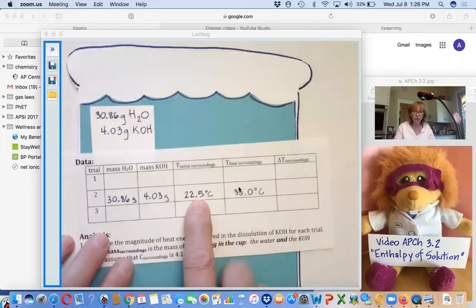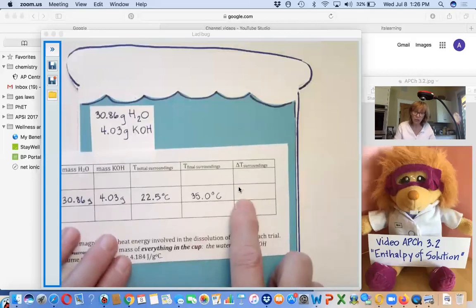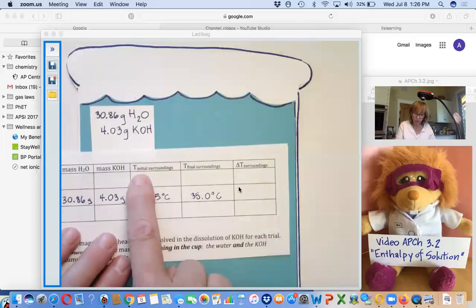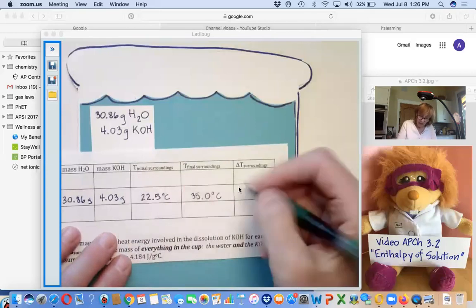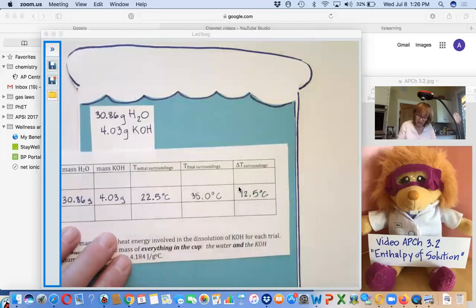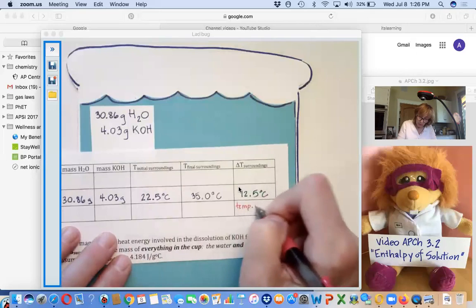My temperature starts out 22.5, and look, it goes up significantly this time. The change in temperature is the absolute value of the difference of these two, initial or starting temperature and the final temperature. And that's 12.5 degrees Celsius. And again, I'm going to note the temp went up.